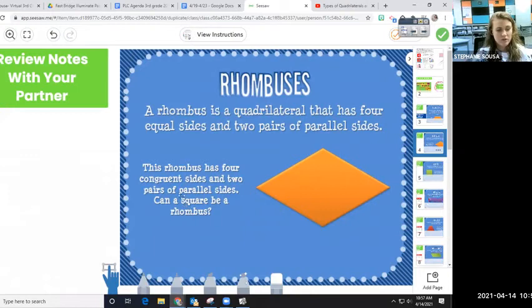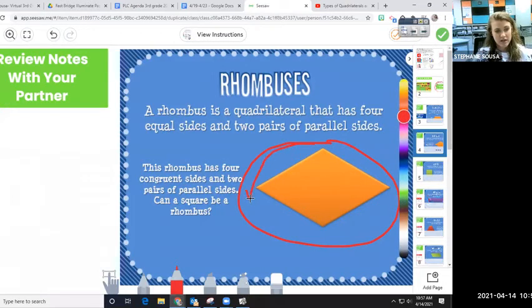I think that a square can be a rhombus. I want to be careful about the different angle, though, because this isn't a square. Think about if we turned that on its side, those corners would look like this. They'd be really skinny. And a square has to have right angles. So I agree, it can be a square, but this one is not a square.